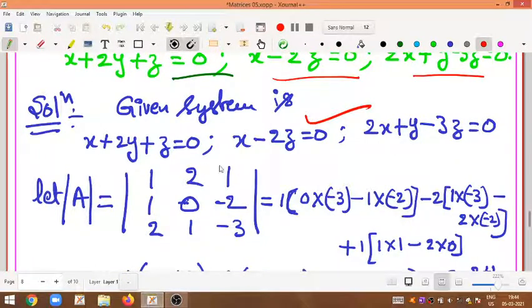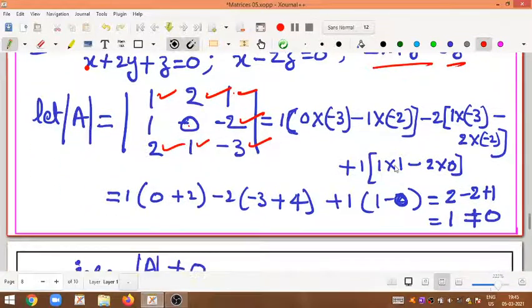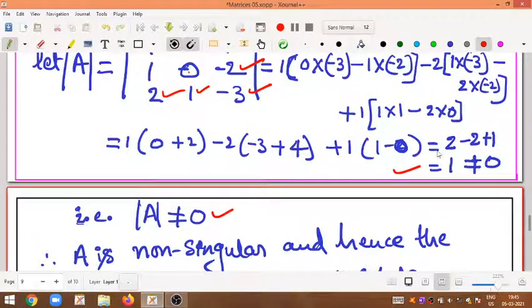See here, we first make the coefficient matrix, that is 1, 2, 1, and here the x coefficient is 1, y coefficient 0 and z coefficient minus 2, and in this equation the x coefficient is 2, y coefficient is 1 and z coefficient is minus 3. In this way we make the determinant of that matrix, so that becomes 1. So that means it is non-zero. The determinant is not equal to 0.